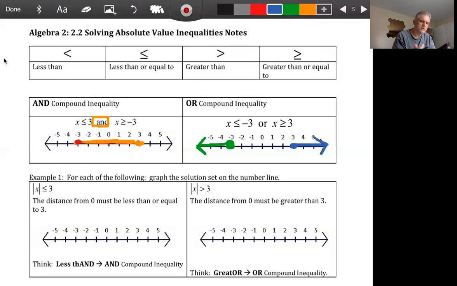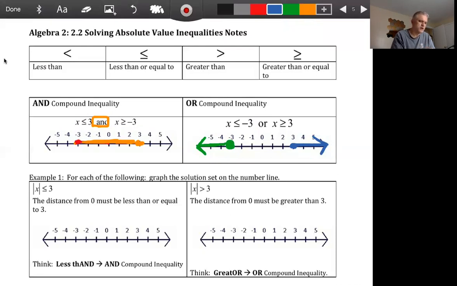So because these two arrows do not face each other, okay, you do not take the points in between them, because there is no number that is both greater than 3 and at the same time less than -3. Over here, there were numbers that could be less than 3 and greater than -3, right? But that's why this one over here is an or, because it's either got to be here or here. It can't be both, okay?